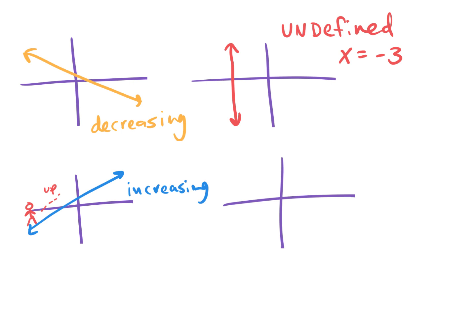And then the fourth type of slope is if we just had a flat horizontal line. Here, our slope would be 0. My line's a little crooked. Let me fix that. Zero. So our slope would be 0.